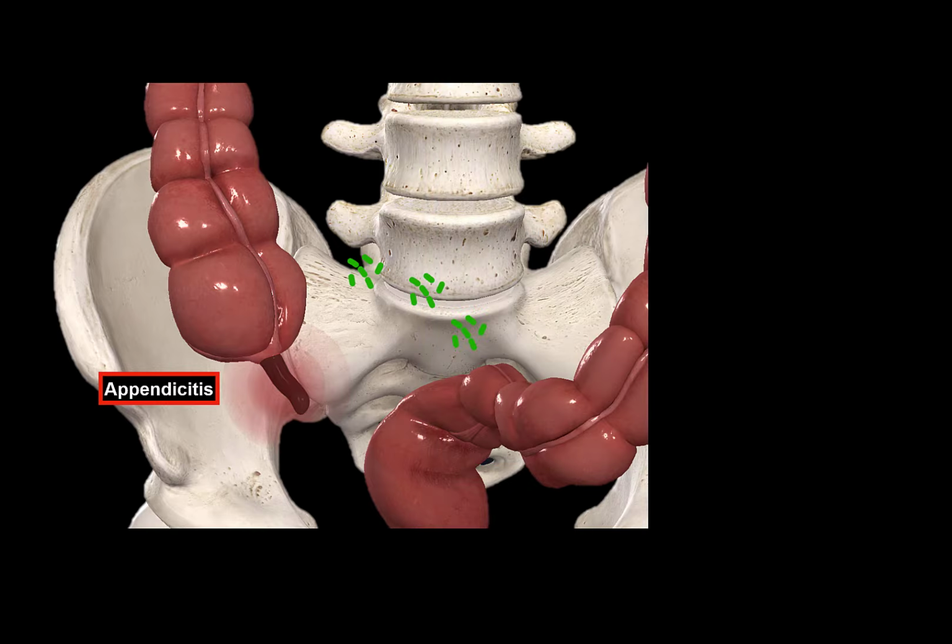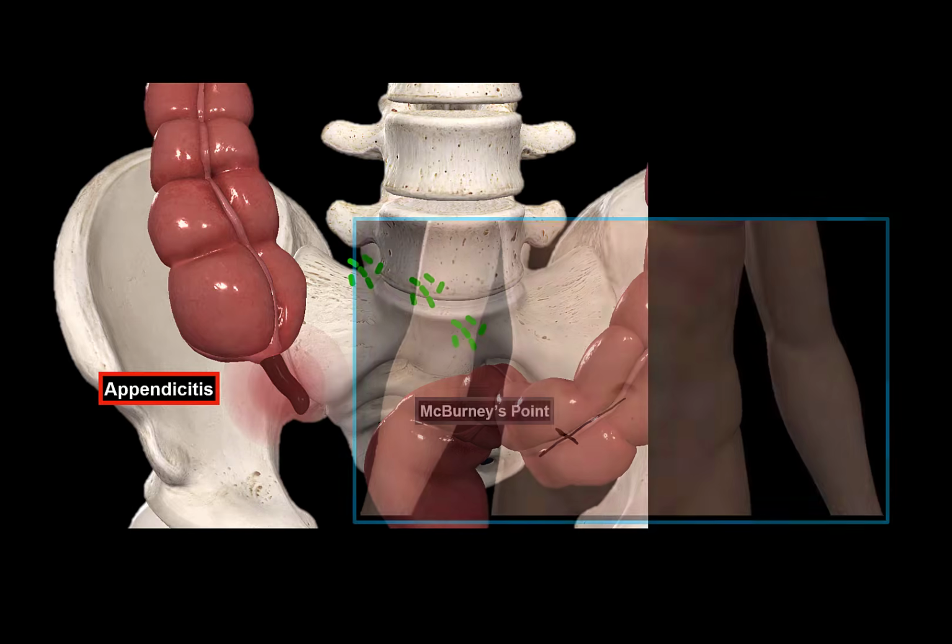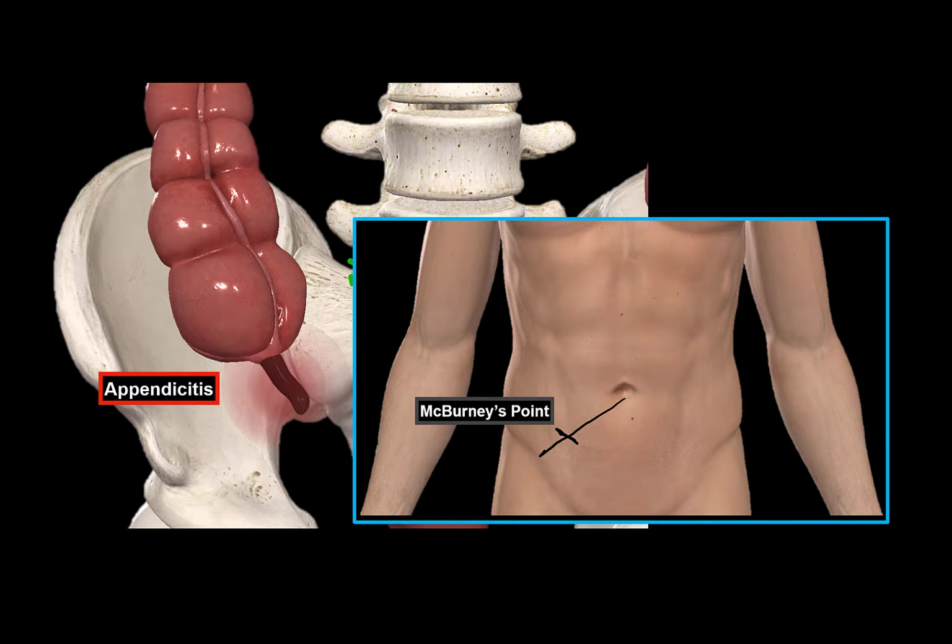And in a pretty severe case of appendicitis, the abdomen is usually tender at McBurney's point, which is on the right lower side, as you see here.